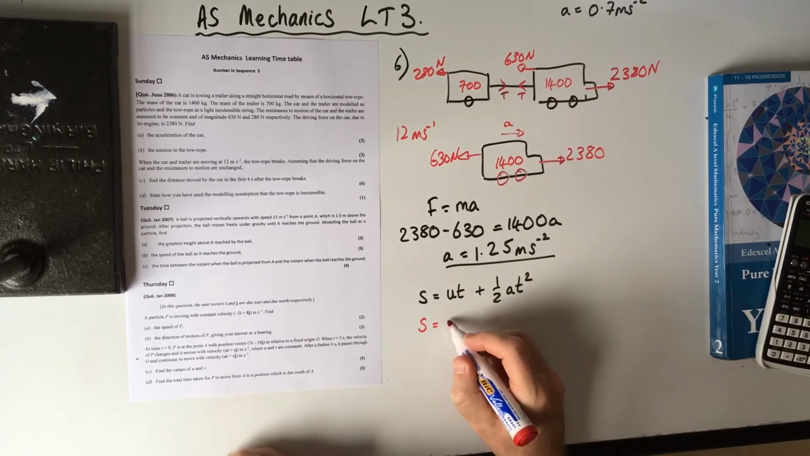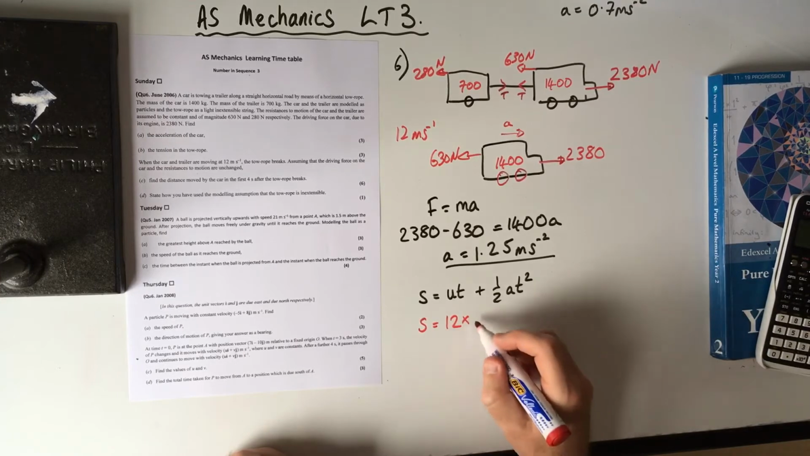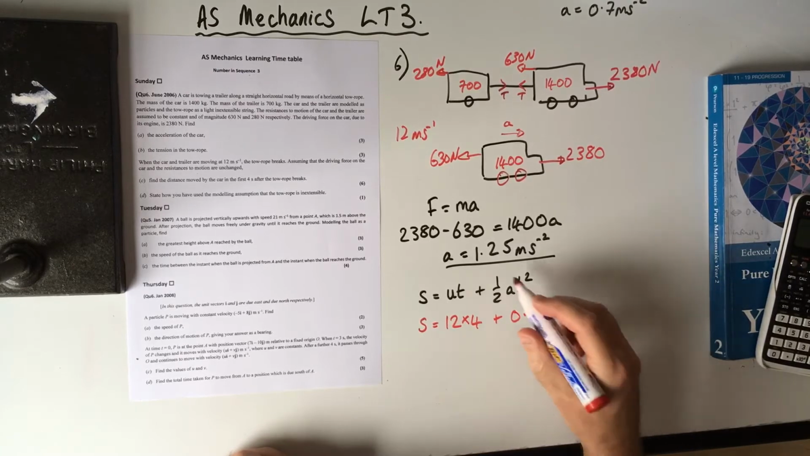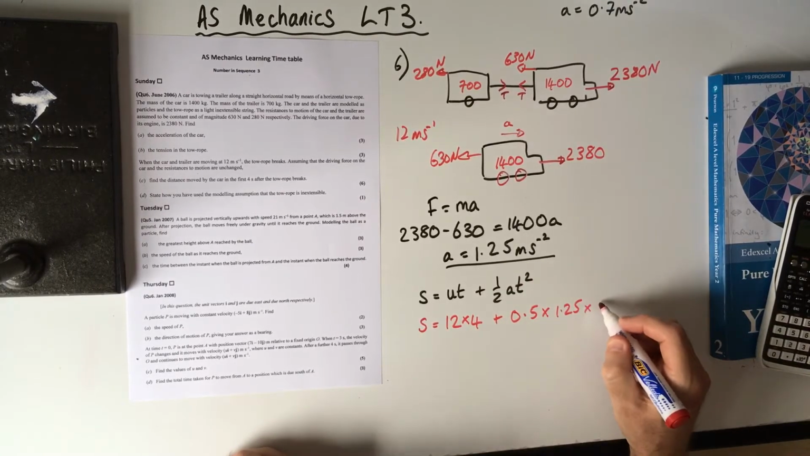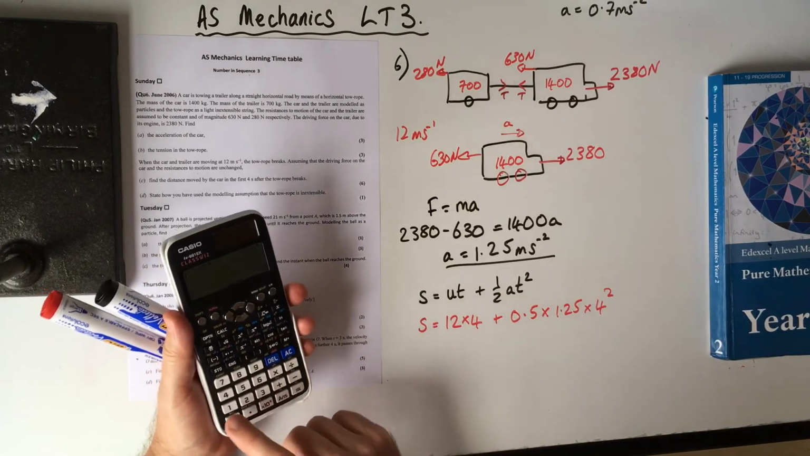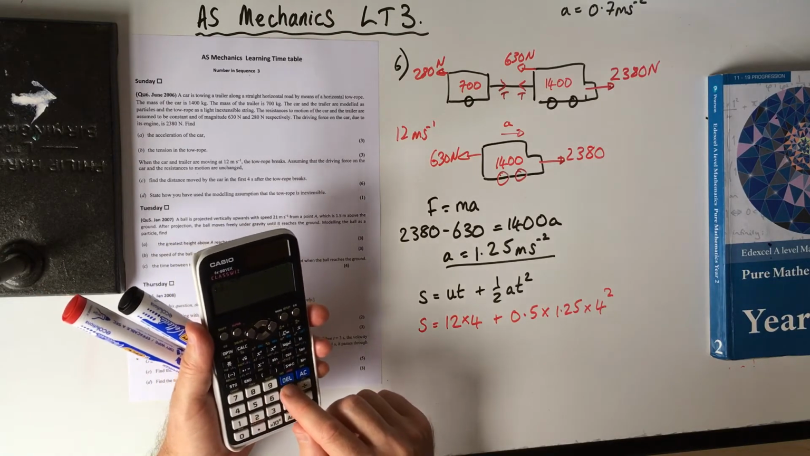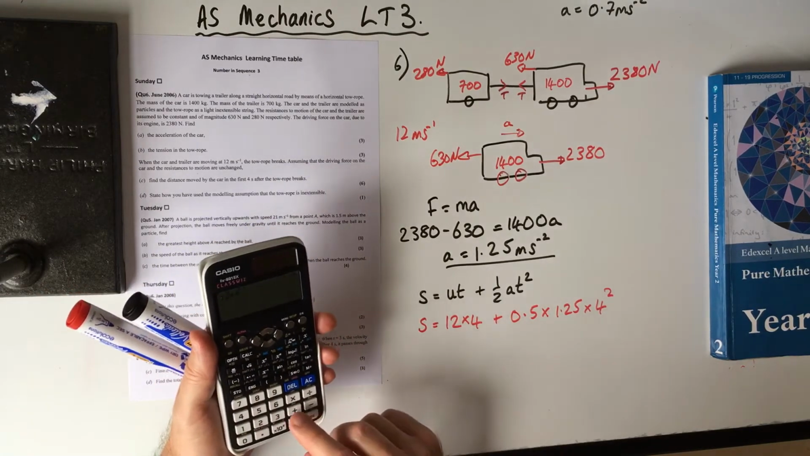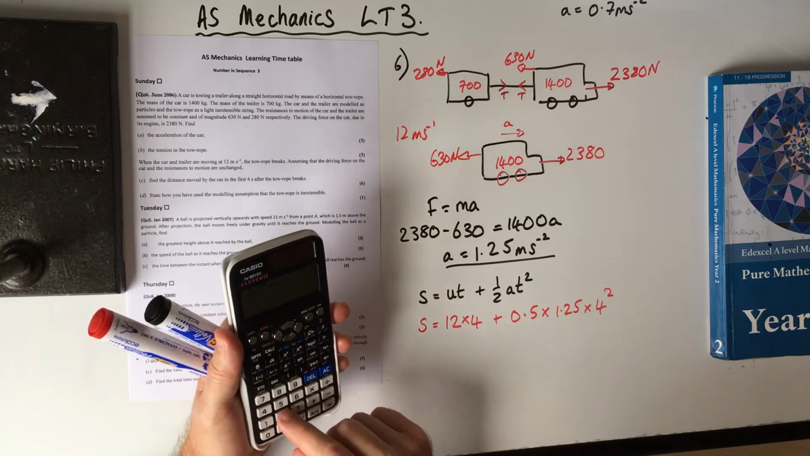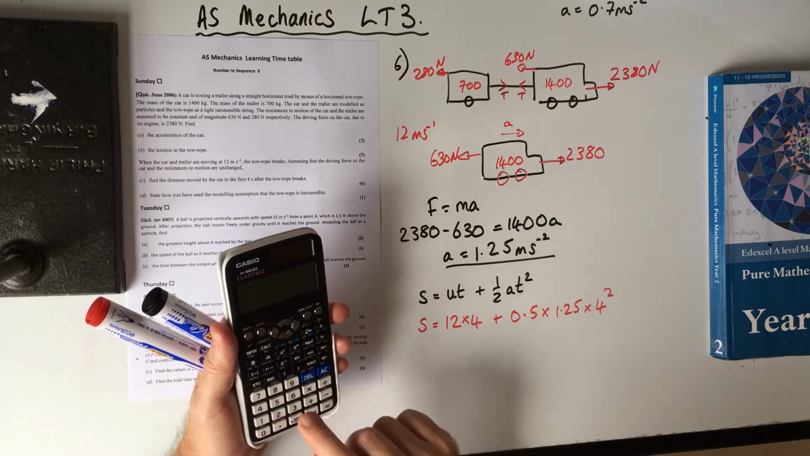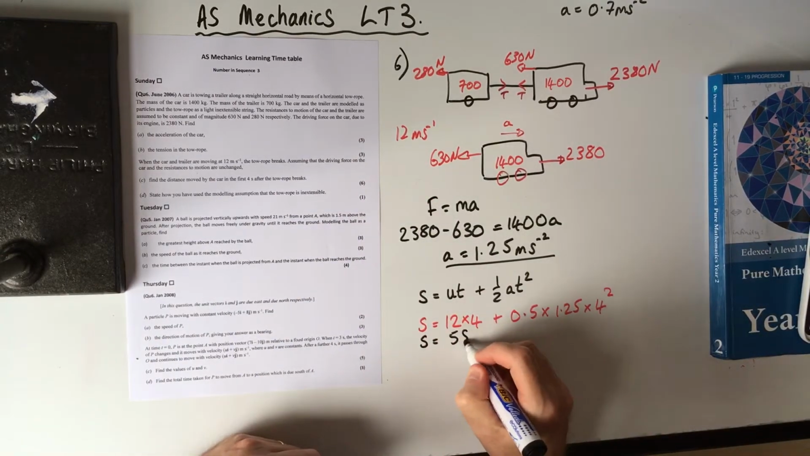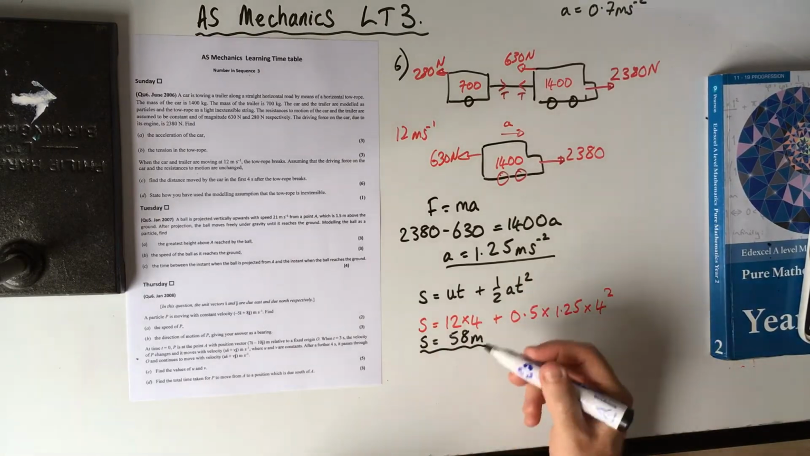So the distance travelled is going to be 12, so we're starting at 12 meters per second for 4 seconds, plus 0.5, that's just my half, times 1.25 times 4 squared. That should tell us how far it moves in that time. So 12 times 4, I can do that in my head, plus 0.5 times 1.25 times 4 squared, 16, is equal to 58. So s is equal to 58 meters. Sorry, I didn't look at the pens there. It's gone black, red, black.